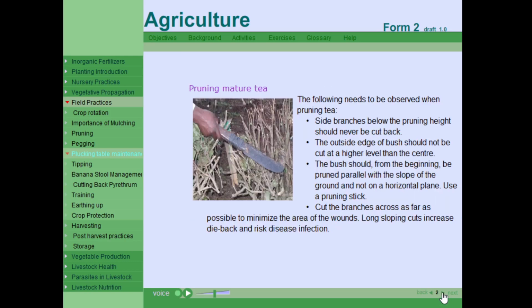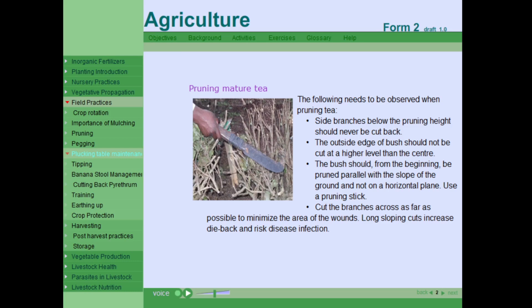Pruning mature tea. The following needs to be observed when pruning tea. Side branches below the pruning height should never be cut back. The outside edge of the bush should not be cut at a higher level than the center. The bush should, from the beginning, be pruned parallel with the slope of the ground and not on a horizontal plane. Use a pruning stick.